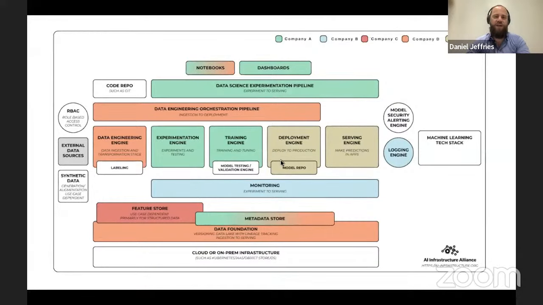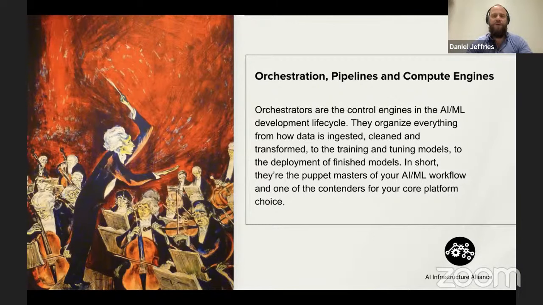So out of those different components that we've looked at, we've broken them down into a few different things. One of them is orchestration pipelines and compute engines. So orchestrators are really the control engines. A lot of times we use the same term, pipeline, to control it, but an orchestrator is really the puppet master. The pipeline itself is where that is executed, and that's the compute engine underneath. These are really the strongest contenders for being your core platform choice.